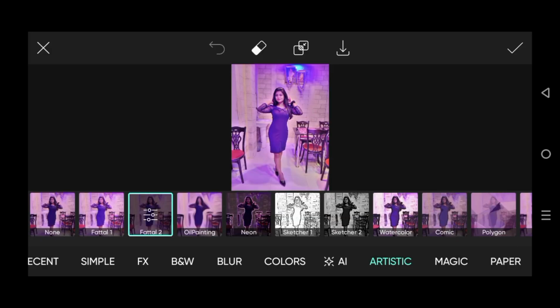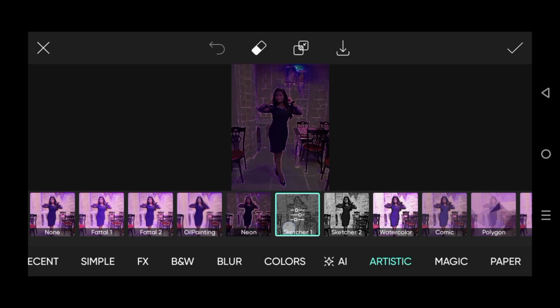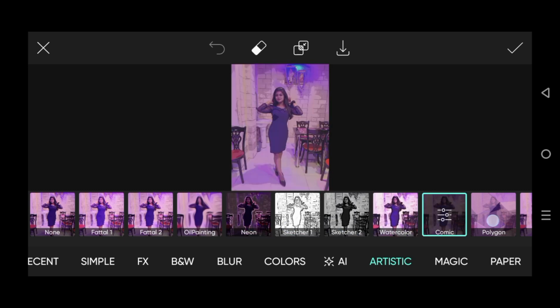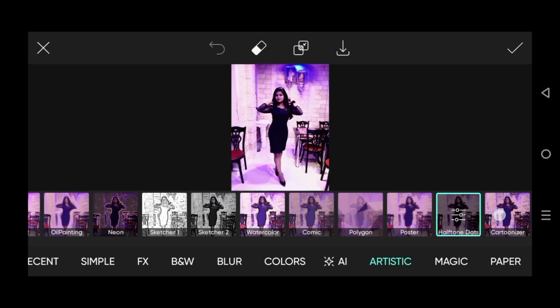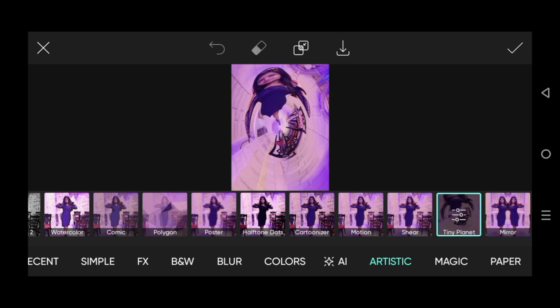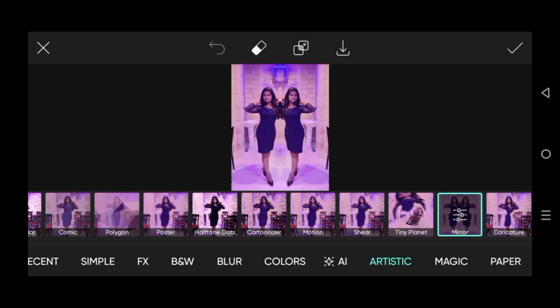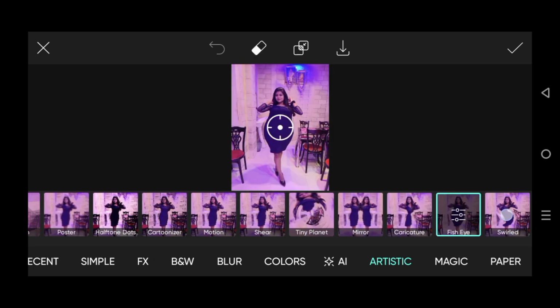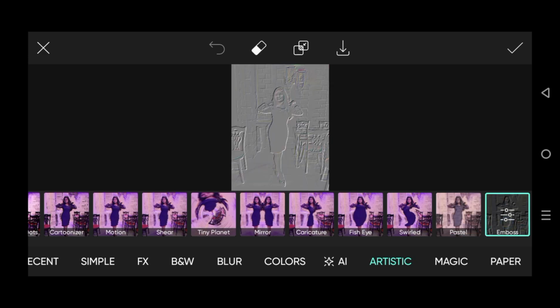the artistic effects. Fatal 1, Fatal 2, oil painting, neon sketcher, and that's a watercolor, comic, polygon poster, halftone dots, cartoonizer, motion shear, mirror, and that one is a caricature, fisheye, and that's a shield, and that one is a pastel, and that one is an emboss.